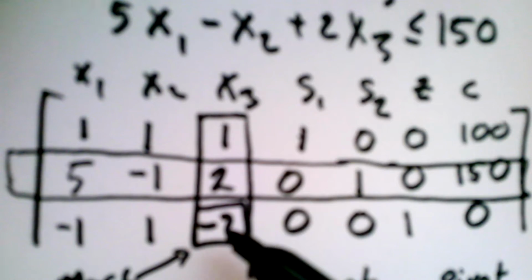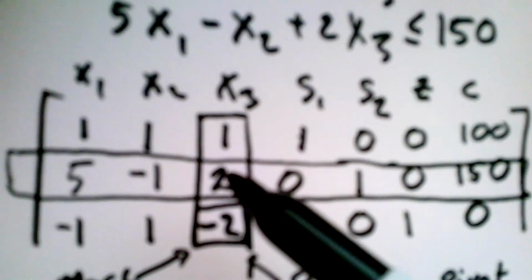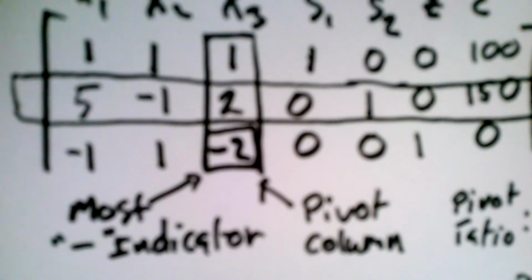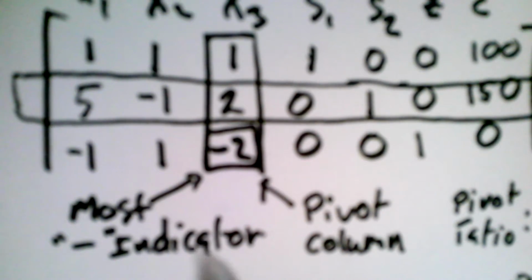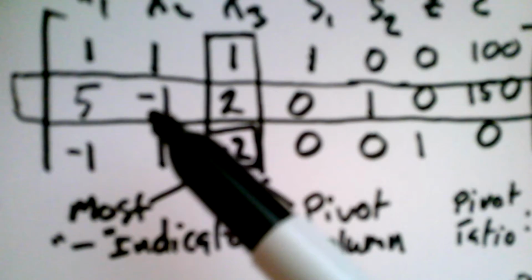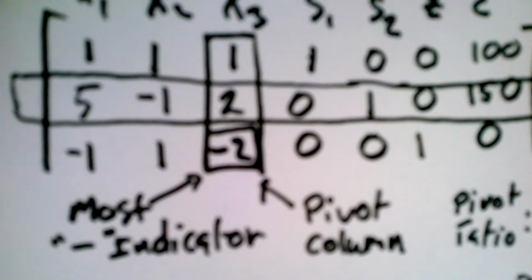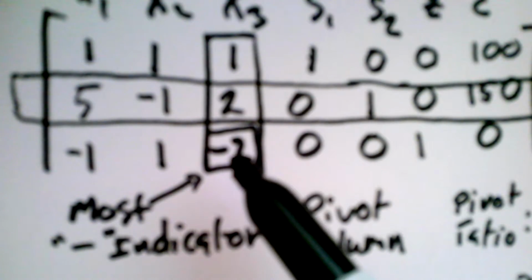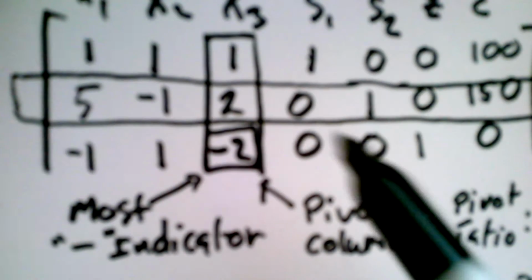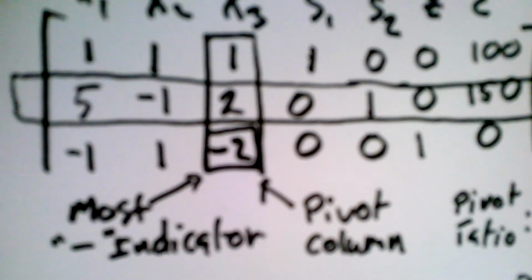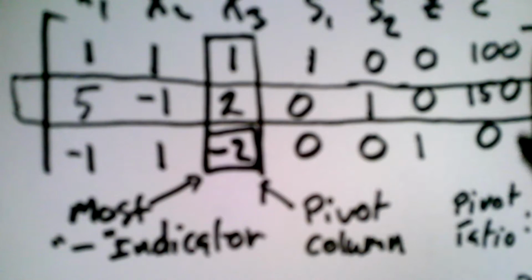Now I do the same thing for this third row. So I figure the way to get rid of this is to take the second row and the third row and add them together, because 2 minus 2 is 0. So we get 5 minus 1 is 4. -1 plus 1 is 0. 2 minus 2 is 0. 0 minus 0 is 0. 1 minus 0 is 1. 1 plus 1 is 1. And 150 plus 0 is 150.